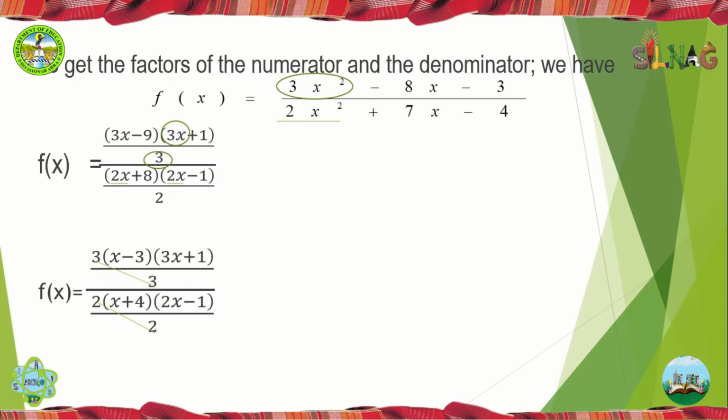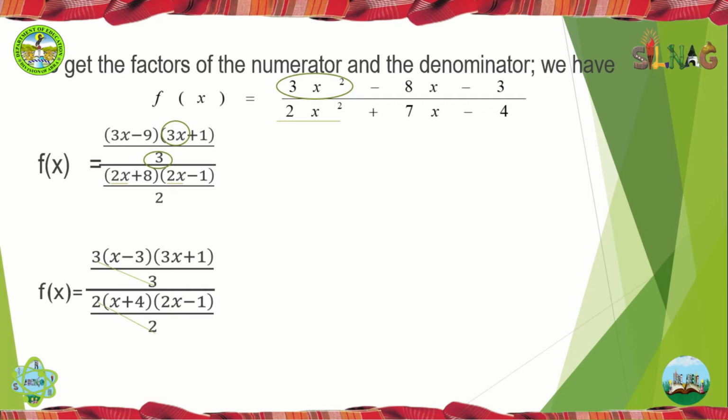Then the sign of the middle term of the denominator is positive. Therefore, the greater factor 8 is positive and the second factor, or the second term, will be negative. So we have 8 and negative 1 as the second terms of the binomial factors of 2x squared plus 7x minus 4. Then next, we simplify to get the final factors.